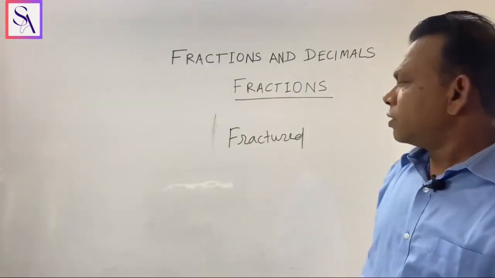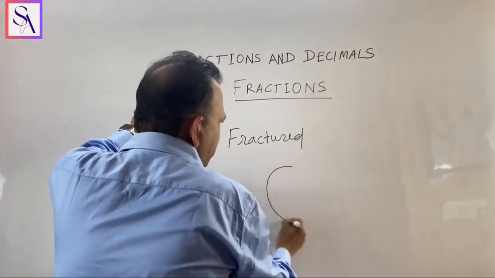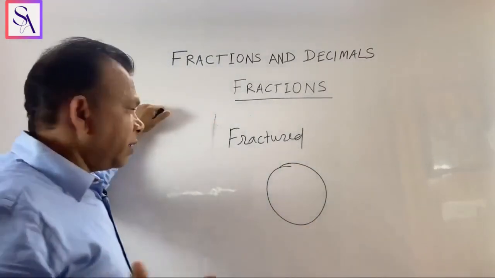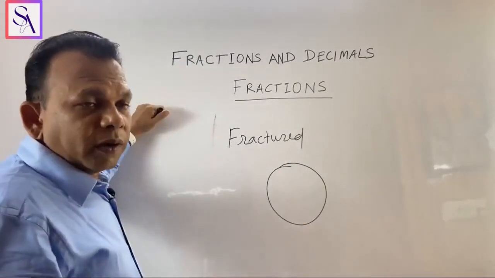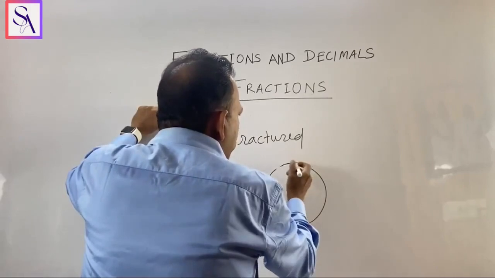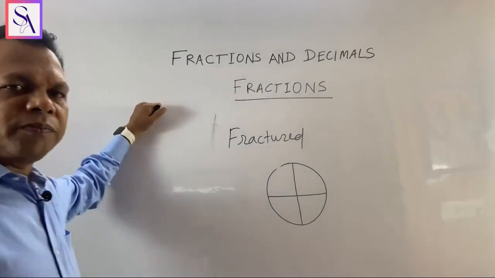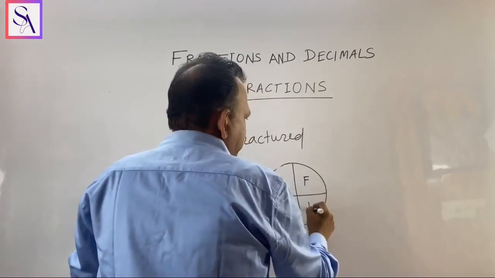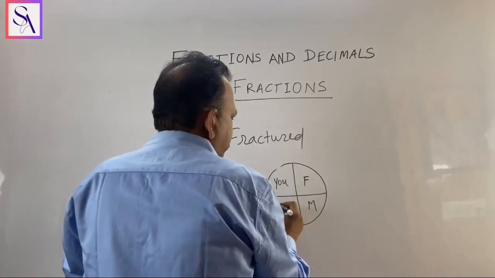So we'll understand this with an example of pizza. Suppose this is a pizza and you order that pizza for your family, and in your family suppose there are 4 people: your father, mother, you, and your sister or brother. So you will equally divide this pizza into 4 parts. One is for father, one is for mother, one is for you, and one is for your sister or brother.